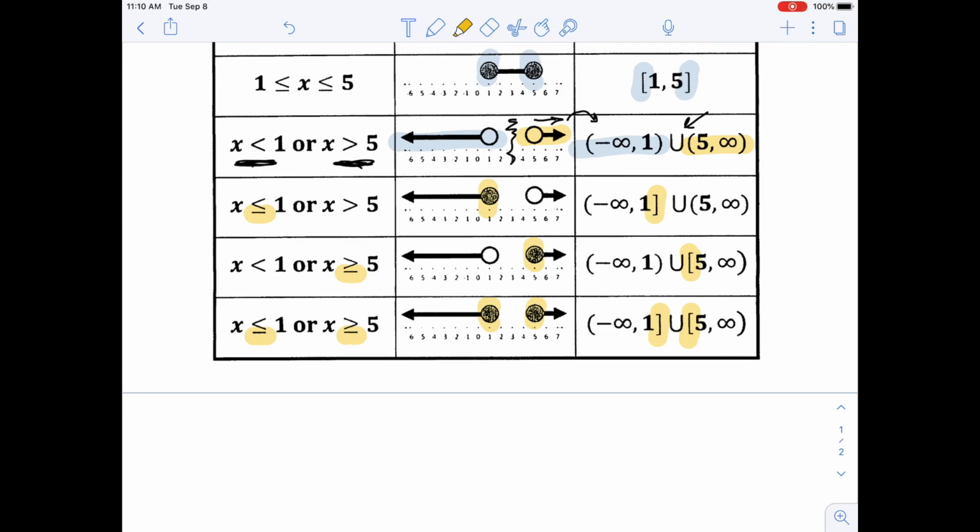So hopefully this will help you with interval notation, because we're going to use interval notation a lot when we're writing our answers, especially when we're solving absolute value inequalities. So we will pick up with that in the next video.